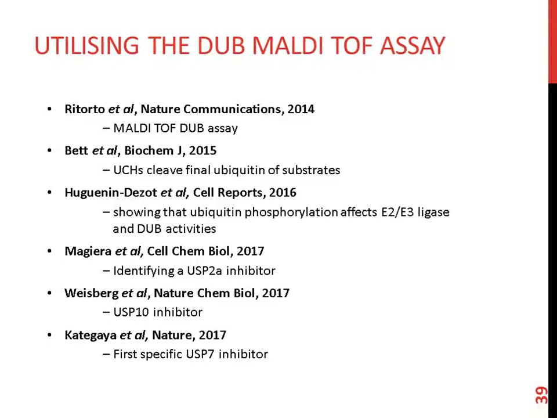We have also shown that the phosphorylation of ubiquitin affects the activity of DUBs using this multi-DUB assay. And just in the last few months, three papers came out with specific inhibitors for USP2, USP10, and the one I just presented, USP7. So this really shows that these inhibitors are becoming more and more interesting, and there's something really happening in this space.